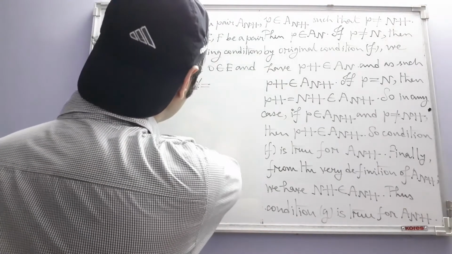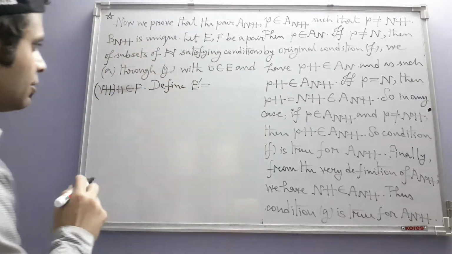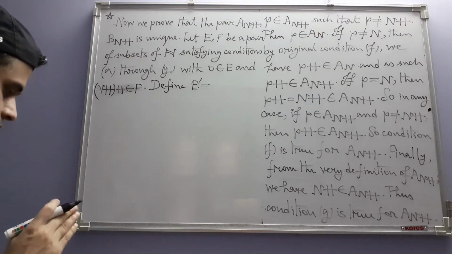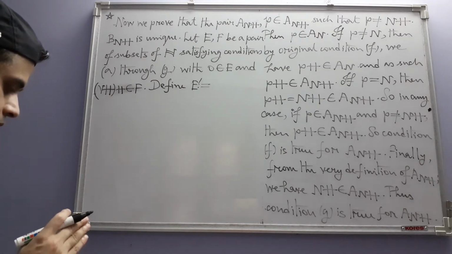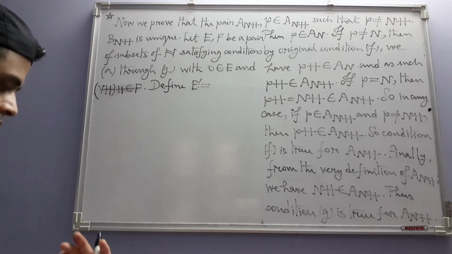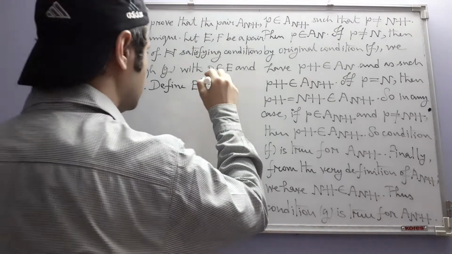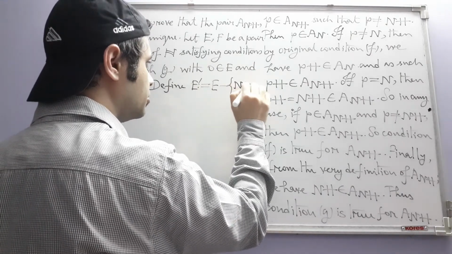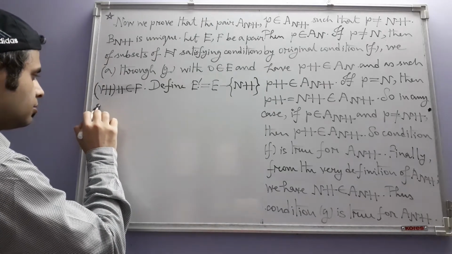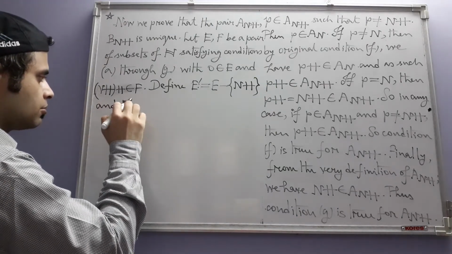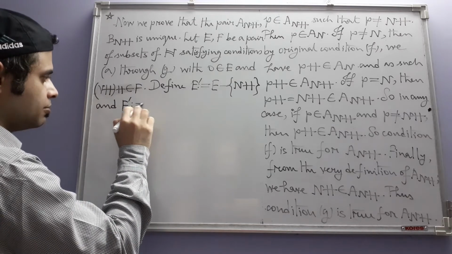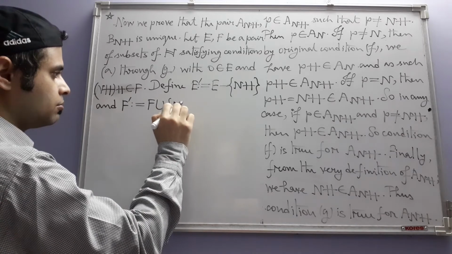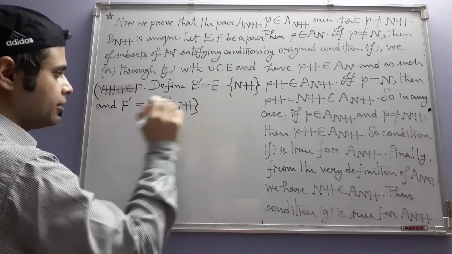Okay. Now, what we do in E prime, from E we are going to remove n plus plus. Okay. From E we are going to remove n plus plus and we define F prime. To F we are going to adjoin that n plus plus.